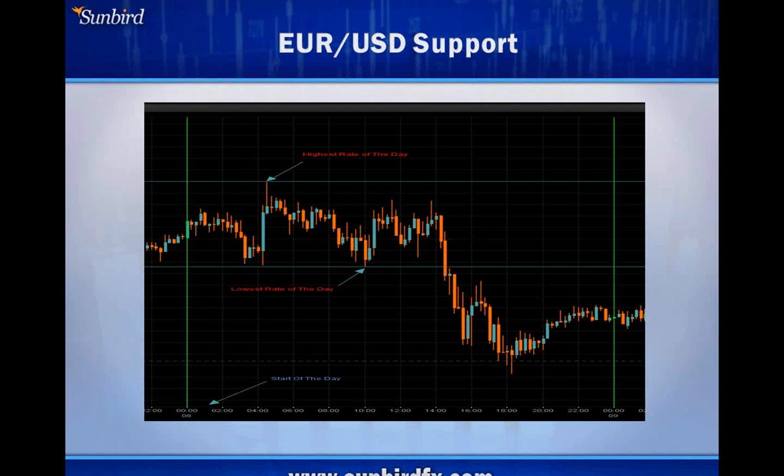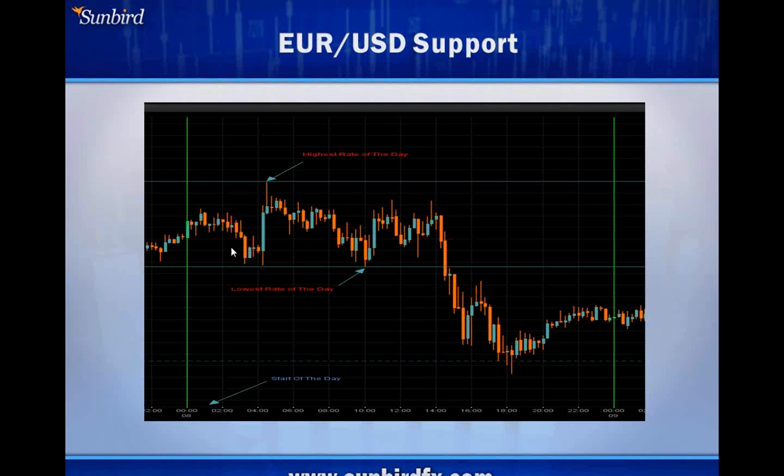Now, just to remind you that the chart that I'm using is very, very different than the chart that you are using. I'm using a different platform. The platform that you see right now is only meant for analysis. It's not the MetaTrader that you have from Sunbird.